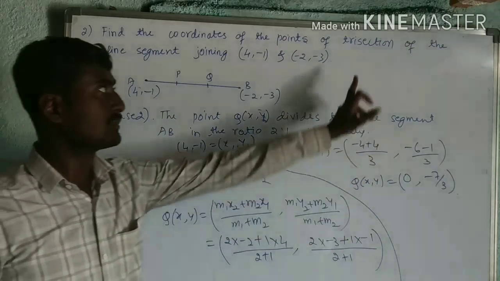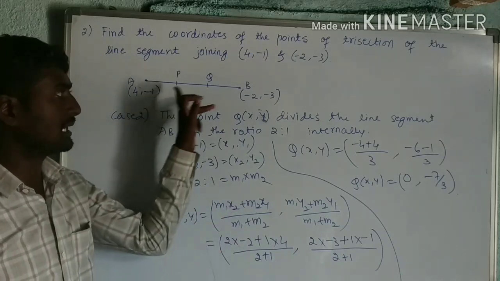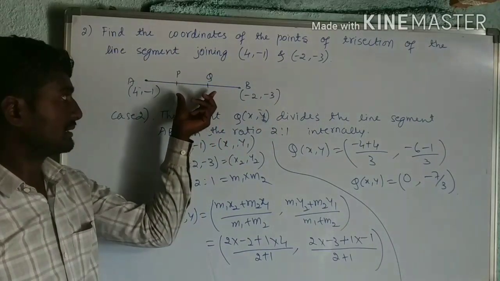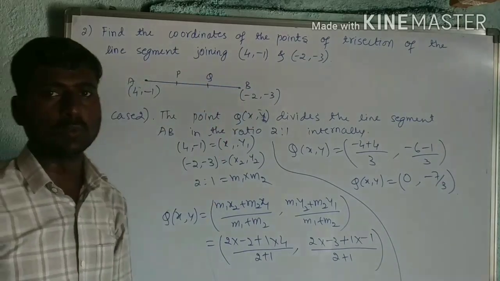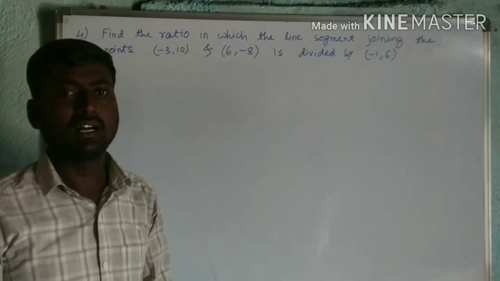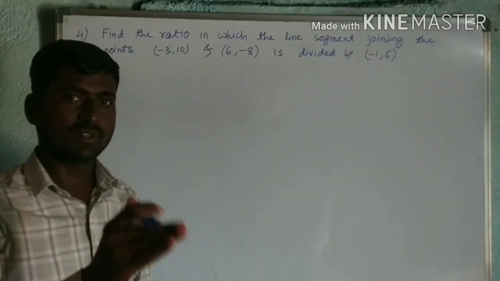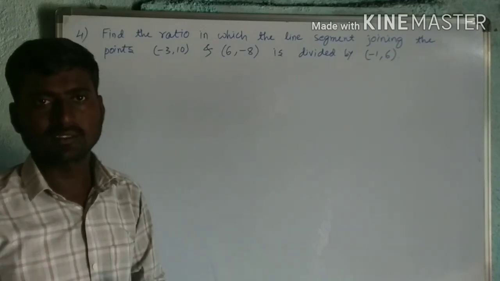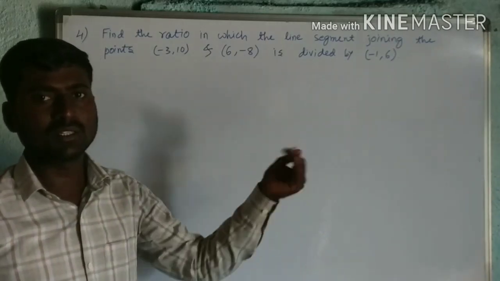So trisection is nothing but 3 equal parts. The line segment AB is divided into 3 equal parts by the point P and the point Q. For the third question, I'll give the hint after solving this exercise. First, we try to solve the remaining questions. After that, you will get some idea, so I'll give the hint to solve the third question.